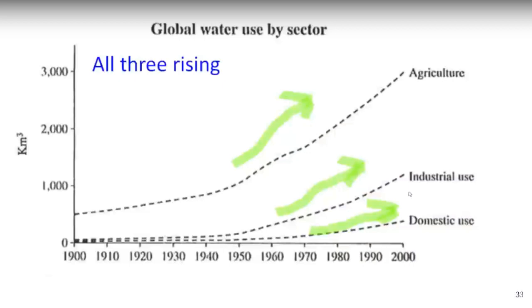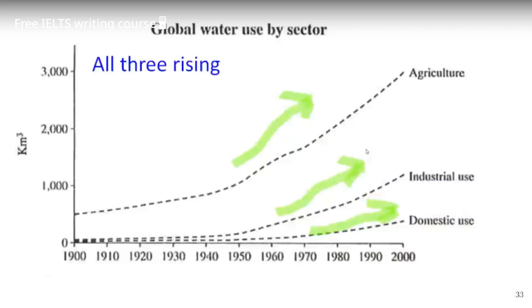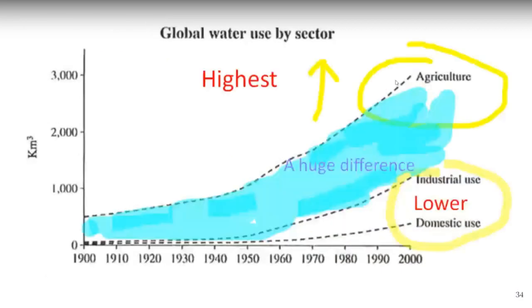So what else can we say about this writing? Can we compare these 3? Is there any difference between agriculture and the rest of the sectors? What is the difference between agriculture and industrial use, domestic use? Yes, use is different, but let me tell you something. As you can see, there is a huge difference, yeah? Agriculture is the highest, while these 2, industrial use and domestic use, are significantly lower than agriculture. And you can see this whole huge difference. There's a very big difference.